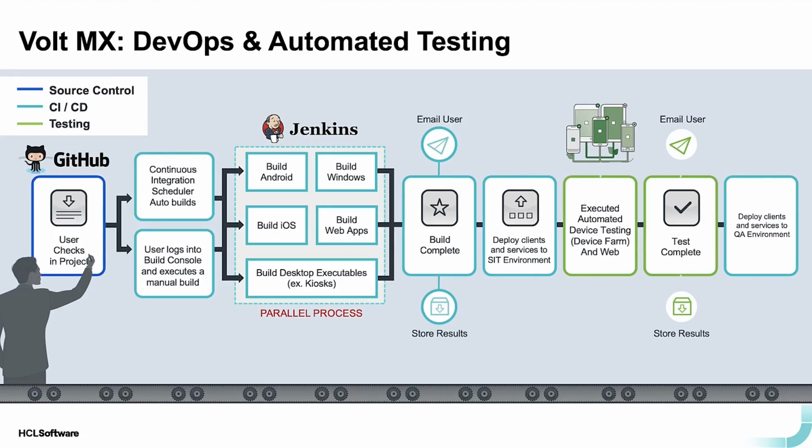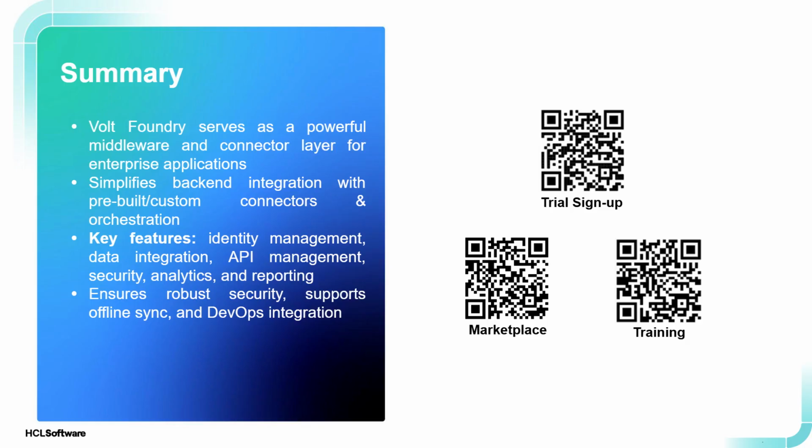To recap, we have explored the power and capabilities of Volt Foundry. It acts as a robust middleware and connector layer handling critical backend tasks for your applications. With pre-built and custom connectors, you can easily connect to systems like databases, ERPs, SaaS apps, and more. Its orchestration engine helps you bundle multiple services into a single efficient API call. Foundry ensures enterprise grade security, integrates with identity providers, and includes analytics, reporting, and user engagement tools. It also supports offline synchronization and integrates seamlessly with DevOps pipelines.